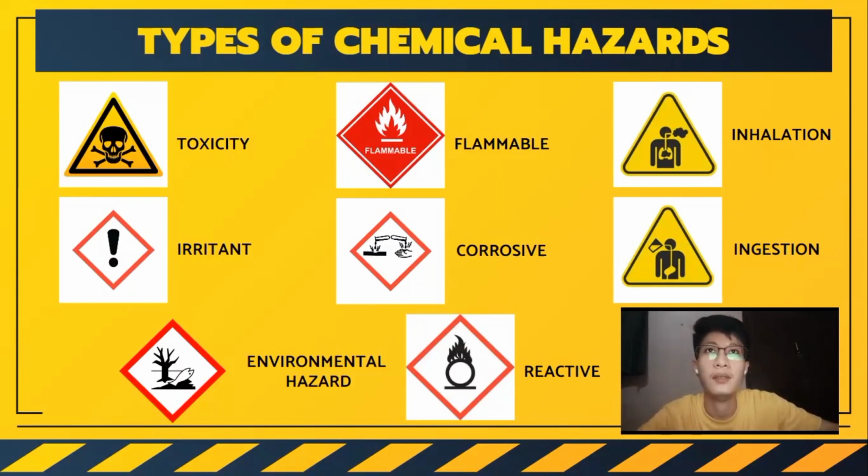Lastly is the reactive. Reactive chemicals can pose significant hazards due to their potential to cause violent reactions when exposed to certain conditions or substances. Examples of reactive chemicals include peroxides, chlorides, and nitrates. Proper storage and handling of reactive chemicals, as well as careful monitoring and identification of potential reactive hazards, are essential to prevent accidents and ensure safety in the workplace.